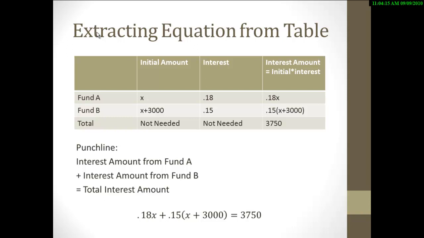Alright, so the amount of interest that we get from Fund A is 0.18x. And then if you add that to the amount of interest that we get from Fund B, then that is going to be equal to $37.50. So the amount of interest from Fund A, we have an expression for that, and the amount of interest from Fund B, add those two together, and you get the total amount of interest. And now we've got an equation that we can use our skills in solving linear equations to actually solve.